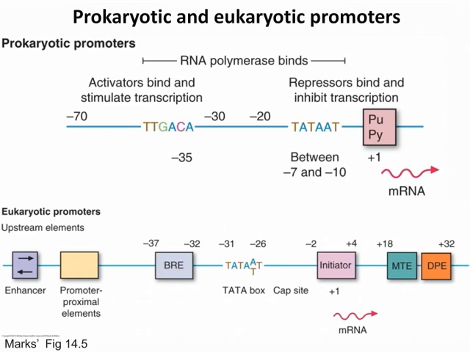At the bottom, we have a picture of eukaryotic promoters. So the TATA box is there. That's where the RNA polymerase will bind. And then there's this yellow box called promoter proximal elements, and that's just a binding site for different transcription factors that can accelerate the rate at which RNA polymerase binds to the promoter.